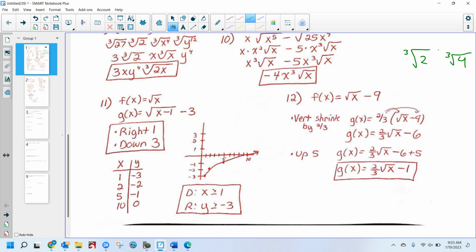But you need to be automatic on the ones that you should be automatic on. Like transformations, you should be able to look at and be like, oh yeah, right 1, down 3.